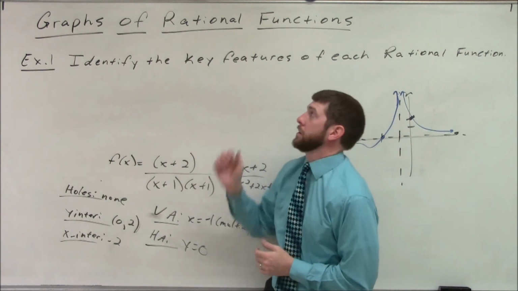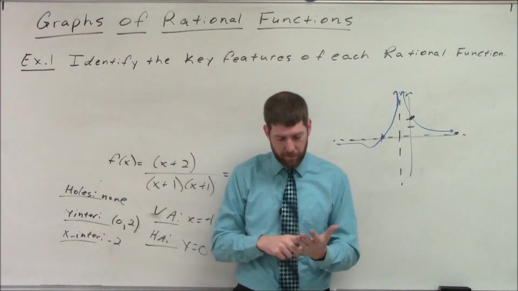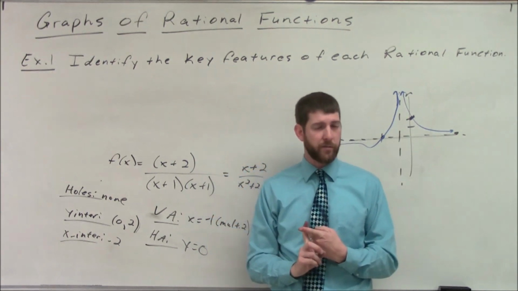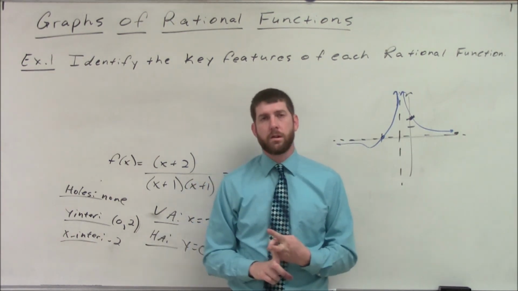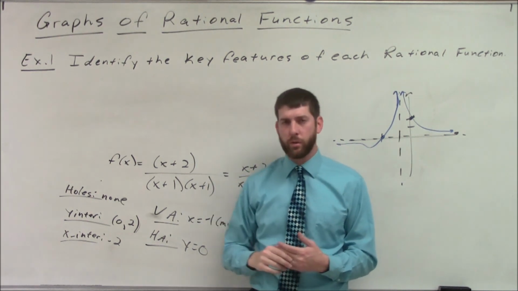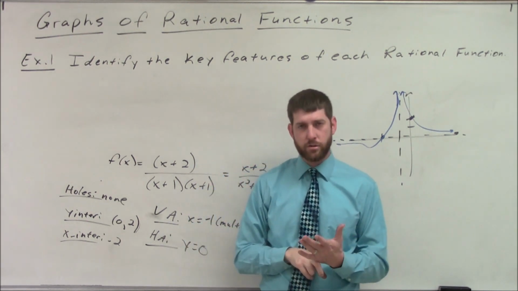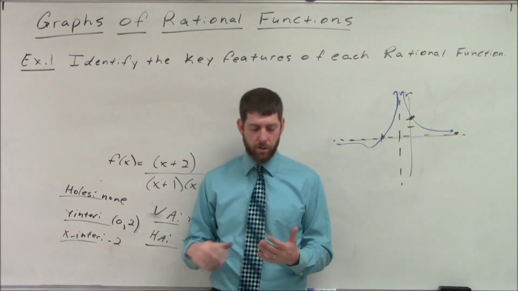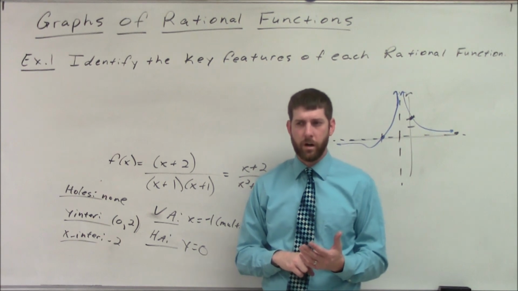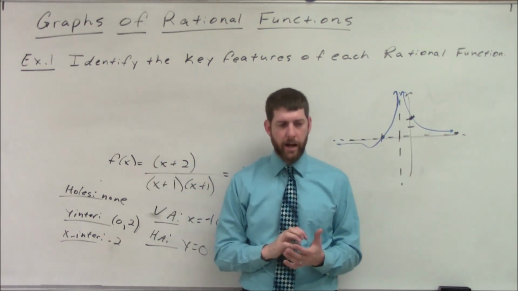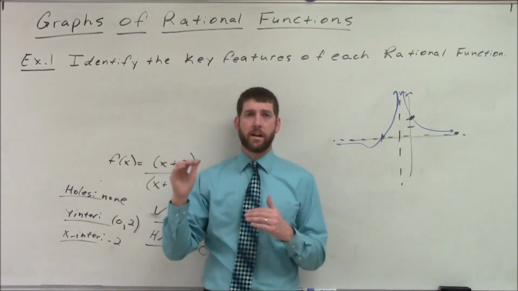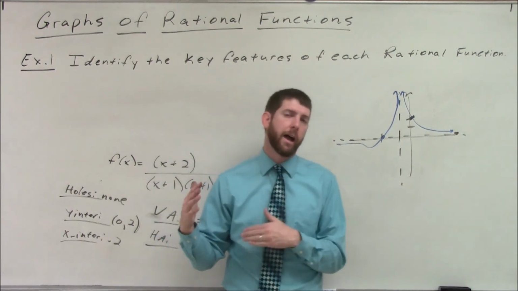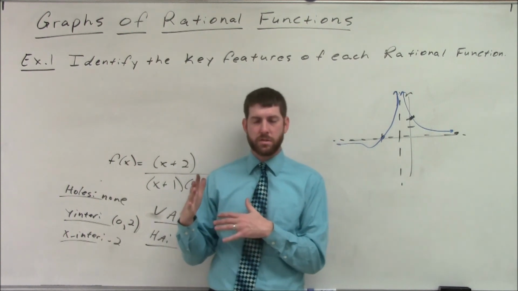That's it for graphs of rational functions. So keep in mind what we're talking about as far as vertical asymptotes are where the simplified denominator equals 0. Horizontal asymptotes, we've got to compare the degree of numerator and denominator. X-intercepts are where the simplified numerator equals 0. Y-intercept is the ratio of our constants, and the holes are any factors that canceled. Anything that was an x-intercept, because it was in the numerator, equals 0, and a vertical asymptote, because it was in the denominator, equals 0.